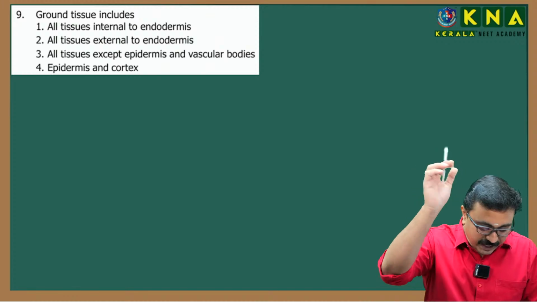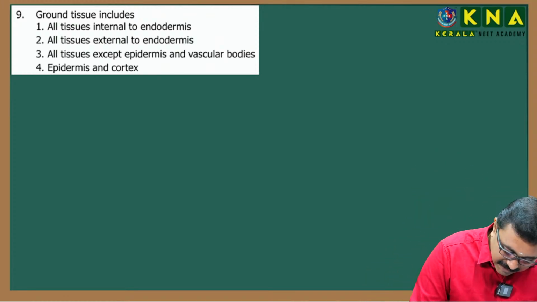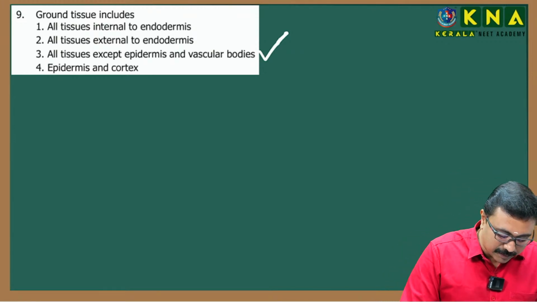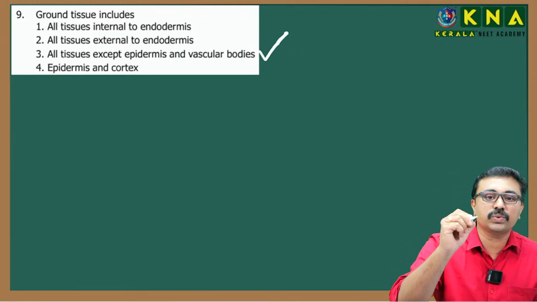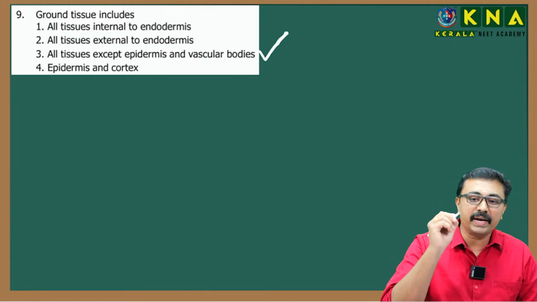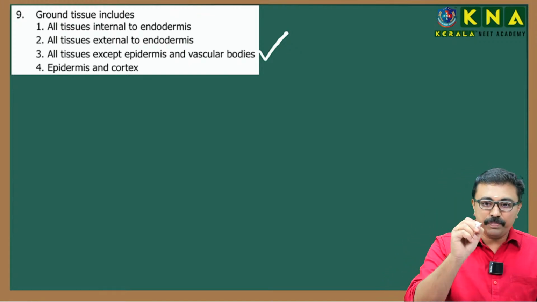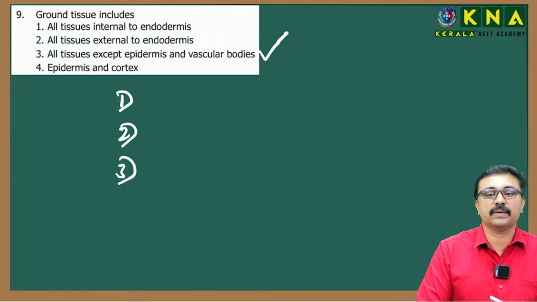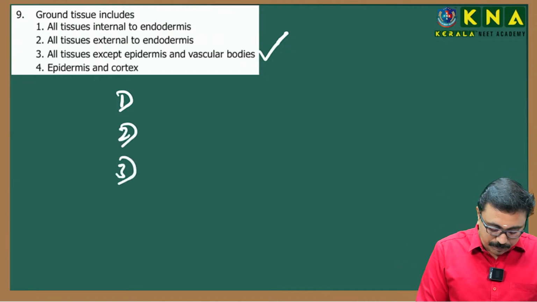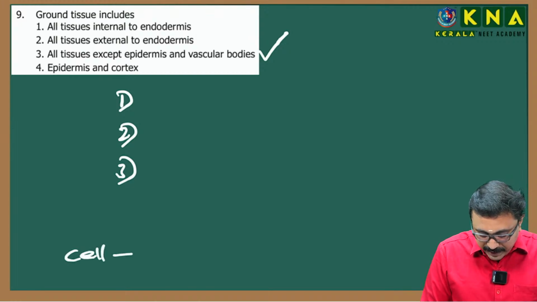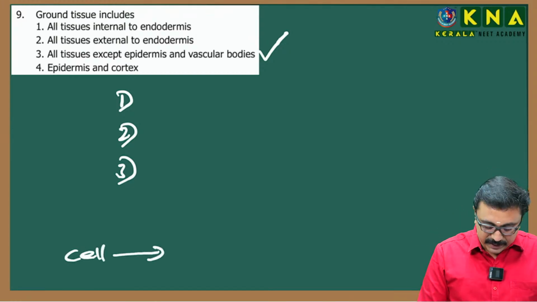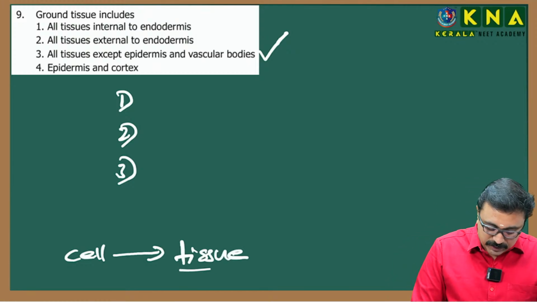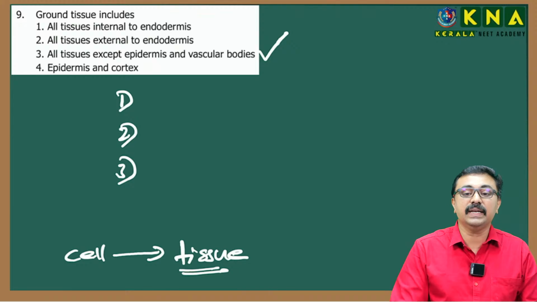Okay, so the right answer is option 3. All the tissues except epidermis and vascular tissue. In the case of plants, we know that there are 3 tissue systems. In plants, cells aggregate to form tissues.